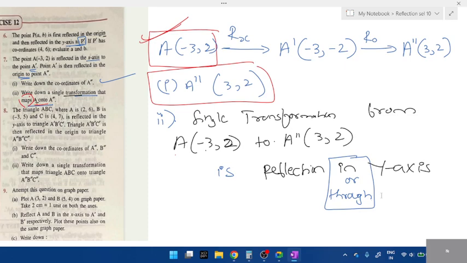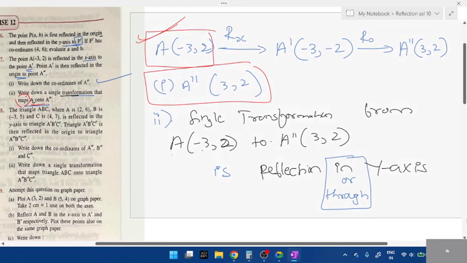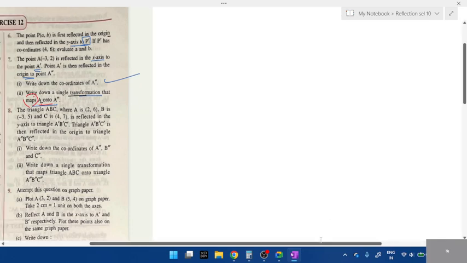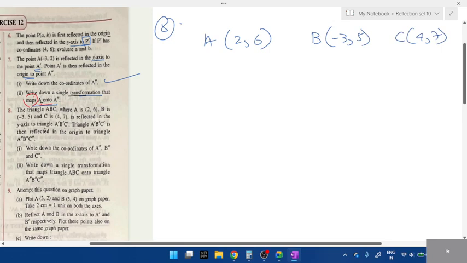Be quick, we have to do the next one. Completed? Okay, next one. You all try the eighth one, students. What is given in the eighth one? A triangle ABC. A value is 2 comma 6, B is 3 comma 5, and C is 4 comma 7. Is reflected in the y-axis, right? All of you will respond. Reflected in which axis? So you can just put an arrow here, write R of y.